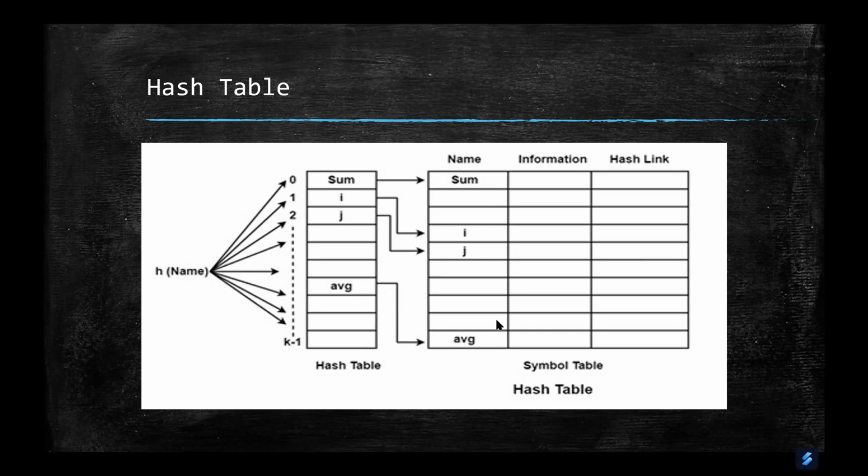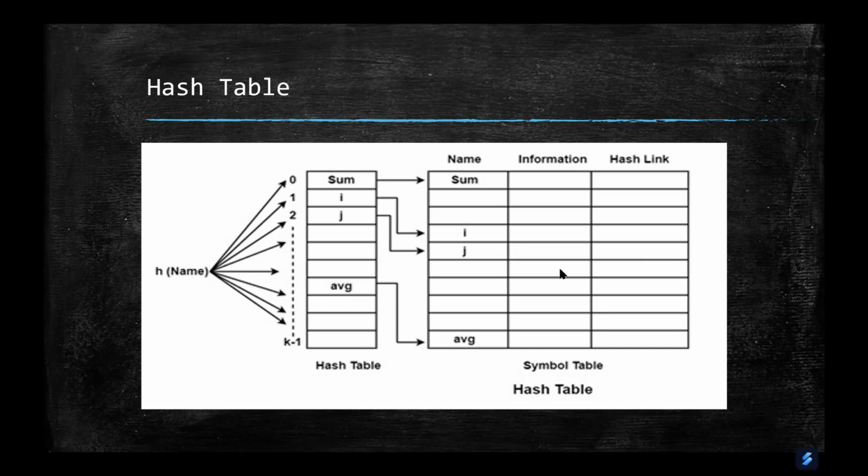The hash function should result in uniform distribution of the names in the symbol table. It is going to be distributing the names in the symbol table. The hash function should be such that there will be a minimum number of collisions. Collision is a situation where the hash function results in the same location for storing the names.